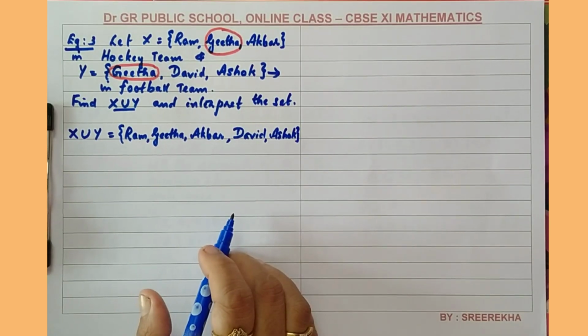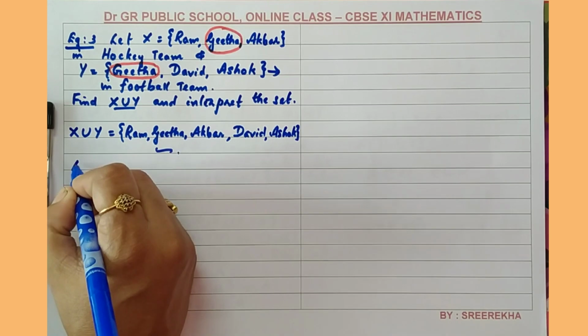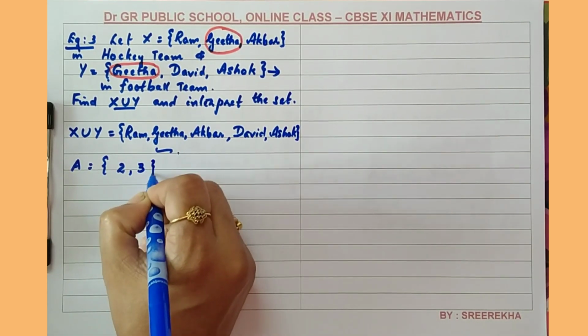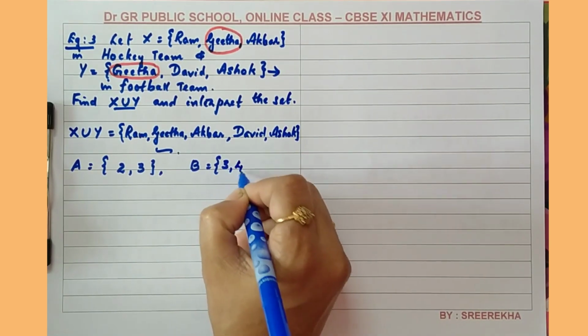Now I am going to consider another example. Consider the set A equal to the set 2 and 3, and another set B equal to the set 3, 4 and 5.